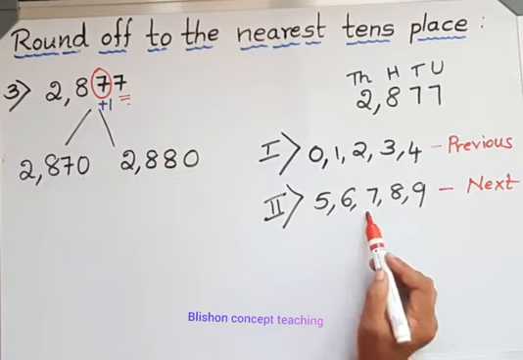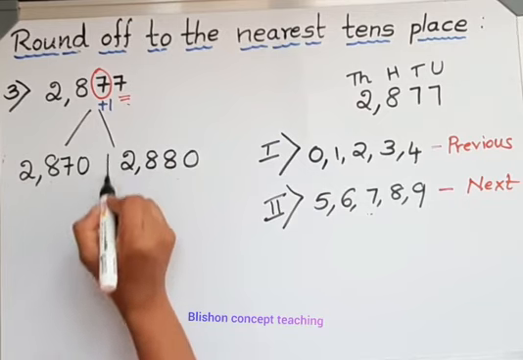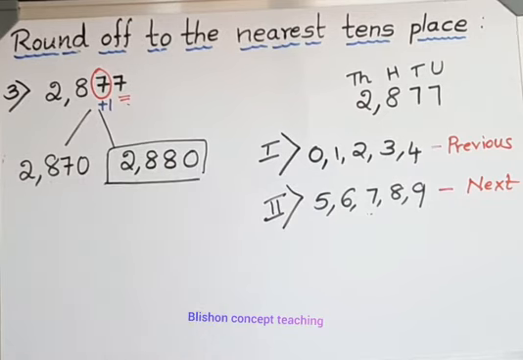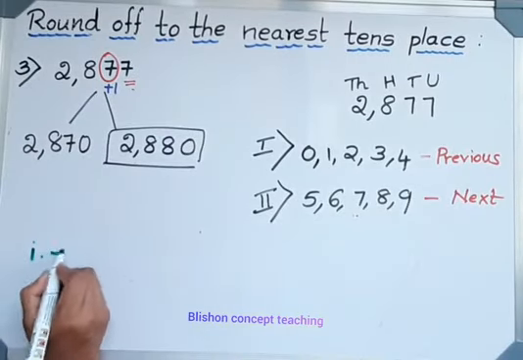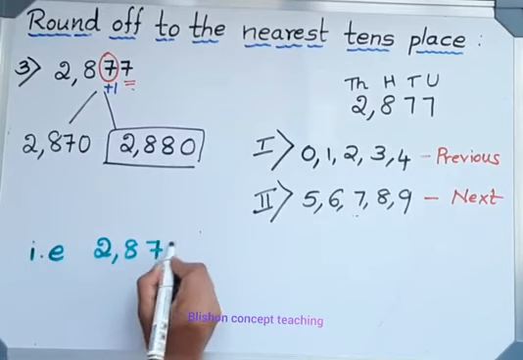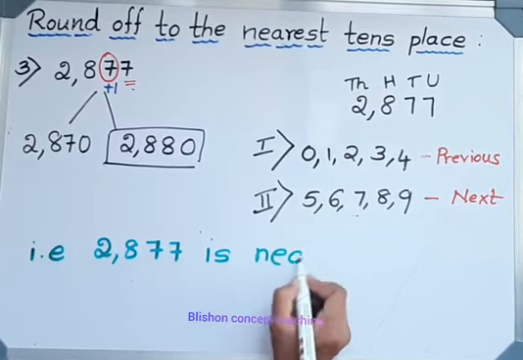Means it will come in the second group. Means we will round up for the next number. That is 2880. That is, 2877 is nearest to 2880.